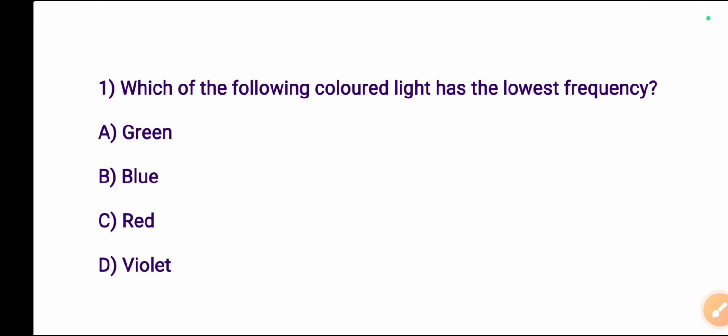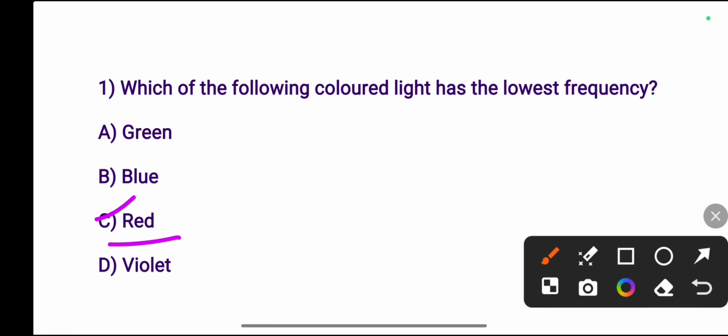Today we will practice some MCQs on science that are useful for your railway exam. So let's start. First question is, which of the following colored light has the lowest frequency? Green, blue, red and violet. The right answer is option C, red. Red color has the lowest frequency and the largest wavelength.